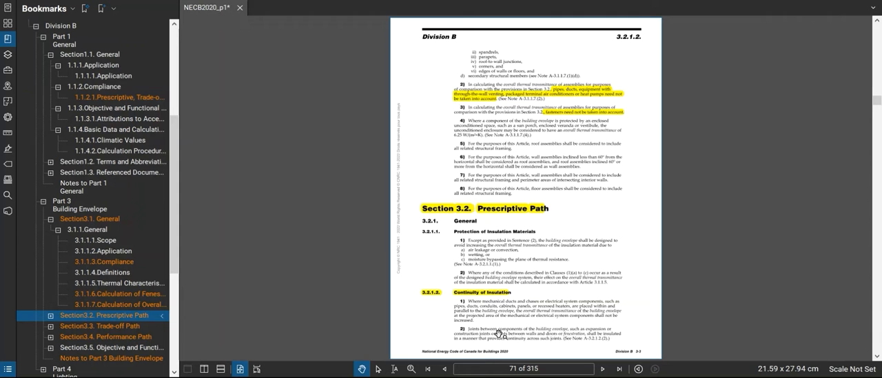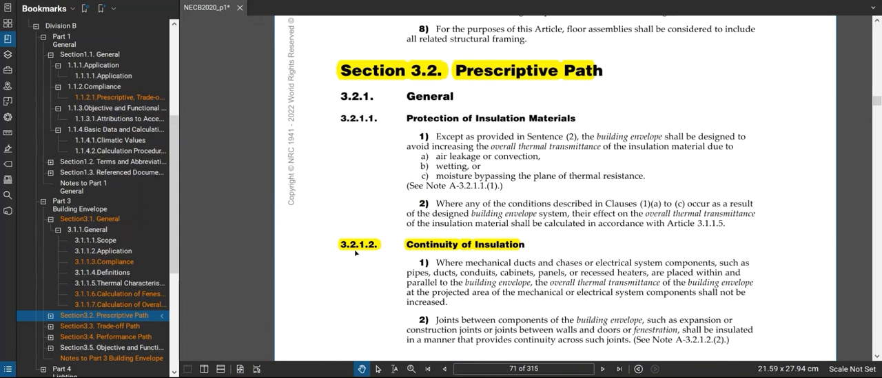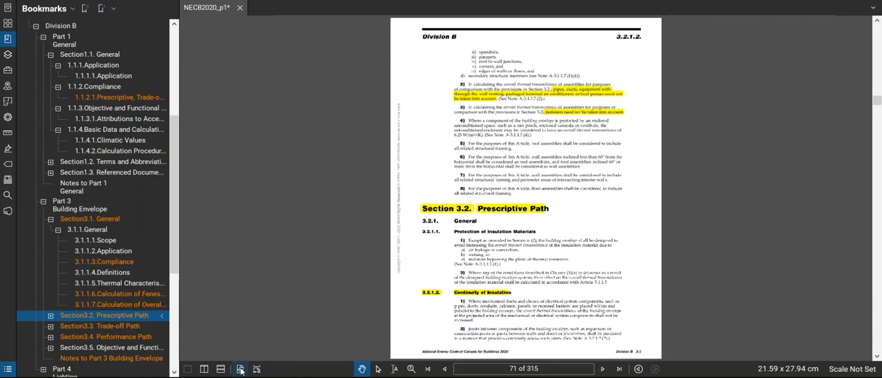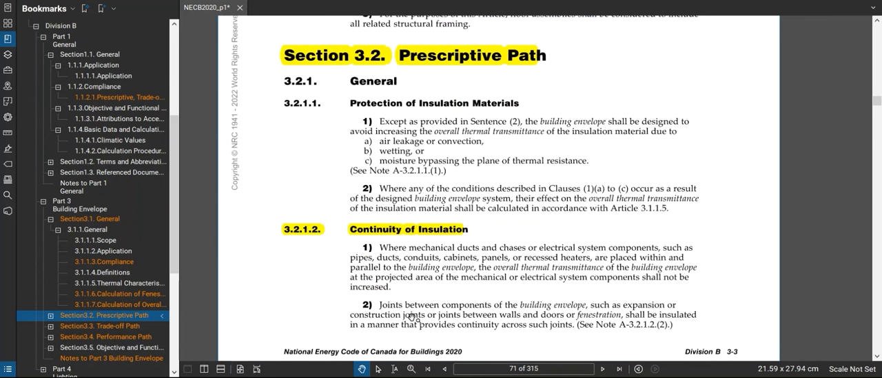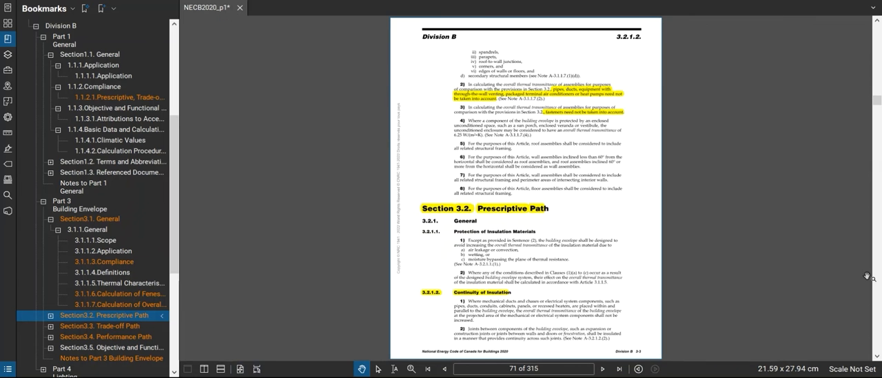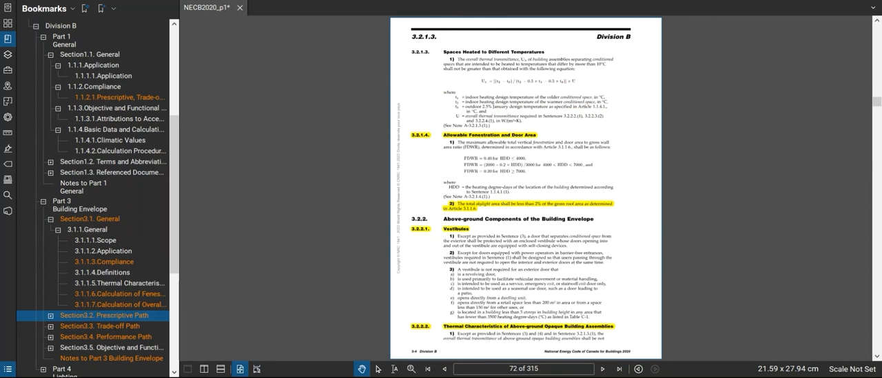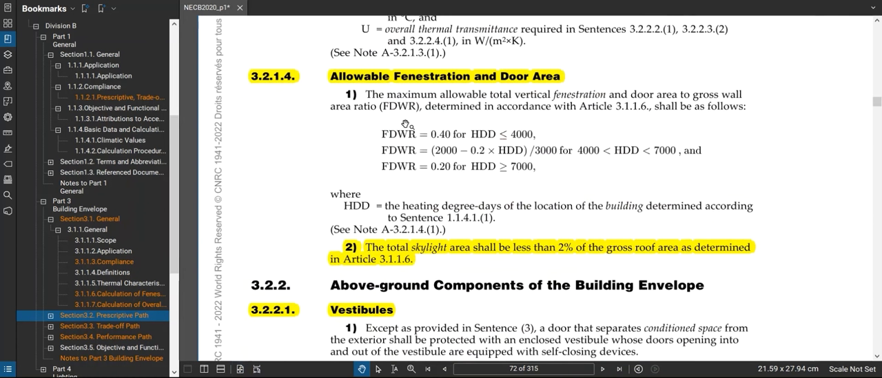Okay, so in the prescriptive path, maybe the first thing I'll just mention here is 3.2.1.2, continuity of insulation. I mean, that's pretty straightforward. It's just saying, you have to ensure continuity of insulation, even if you have construction joints and stuff like that, you got to achieve that continuity. Next item here of importance, 3.2.1.4, so allowable fenestration and door area.